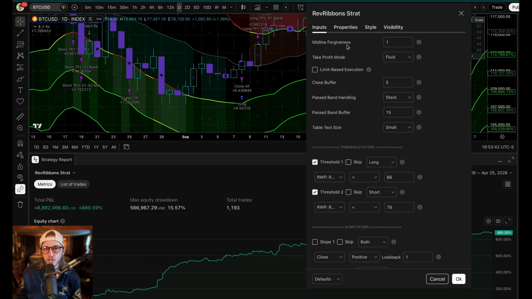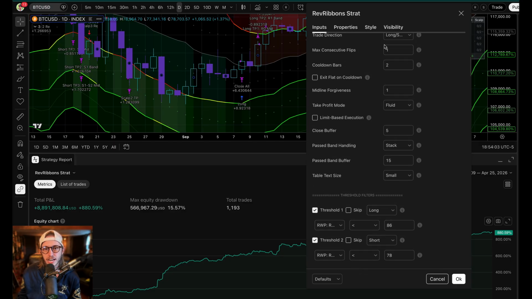But all right, let's look at midline forgiveness. This part of the indicator creates a small dead zone around the midline, so it keeps the trade live even if price slightly closes to the other side of the midline. This is a nice way to maybe stay in a trade when price barely closes below it, and then in this case you can see it flips above it.